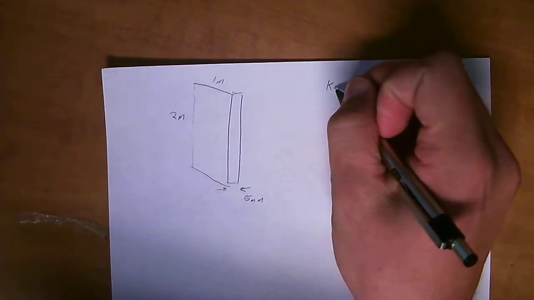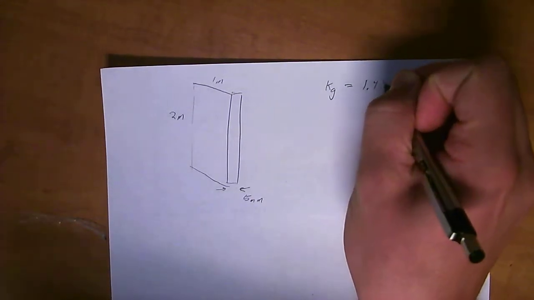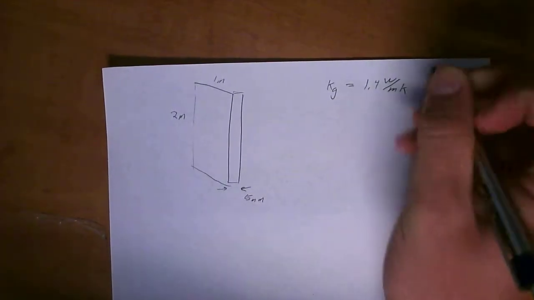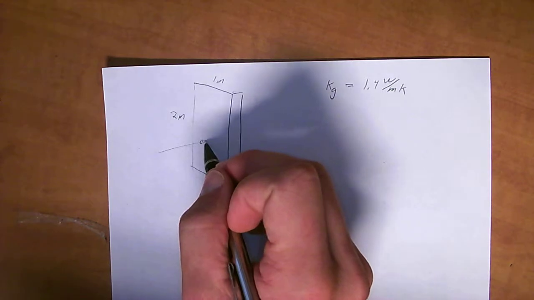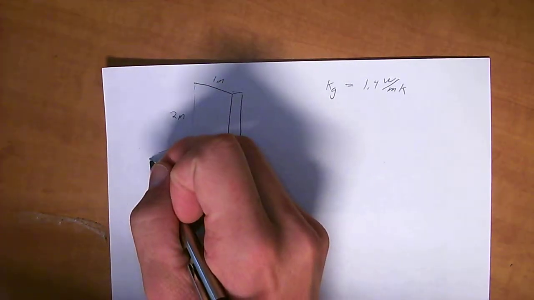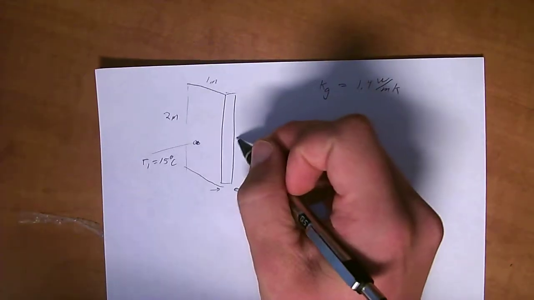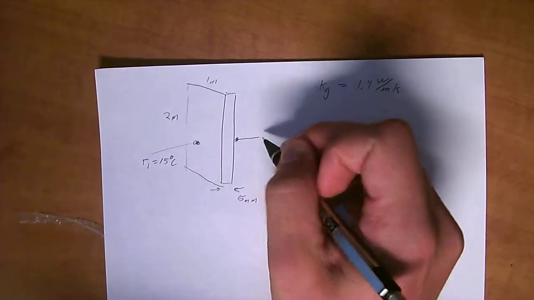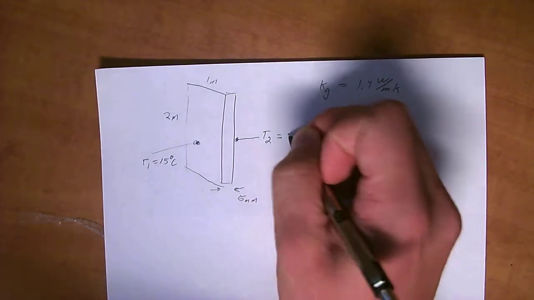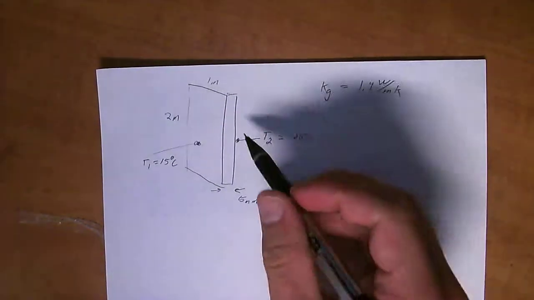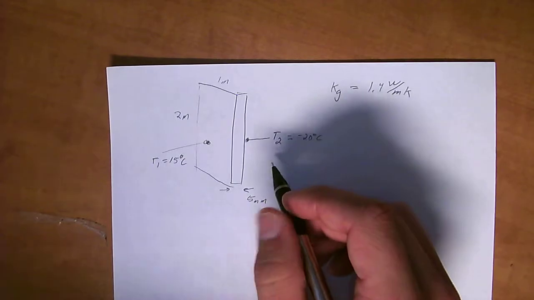We know that the thermal conductivity of the glass, which is k, is equal to 1.4 watts per meter Kelvin. And then we know that the temperature on this side, we're going to call this one T1, is equal to 15 degrees C. And then the temperature on this other side, on the surface of the pane of glass, is T2, which is equal to negative 20 degrees C. So you can say outside, inside, or whatever, however you want to label these T's, it doesn't really matter.